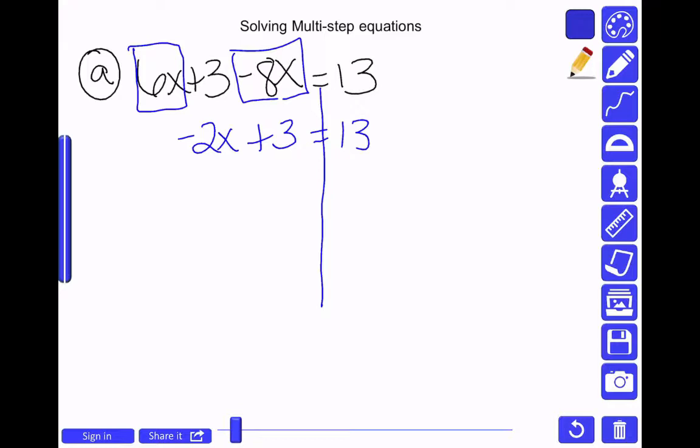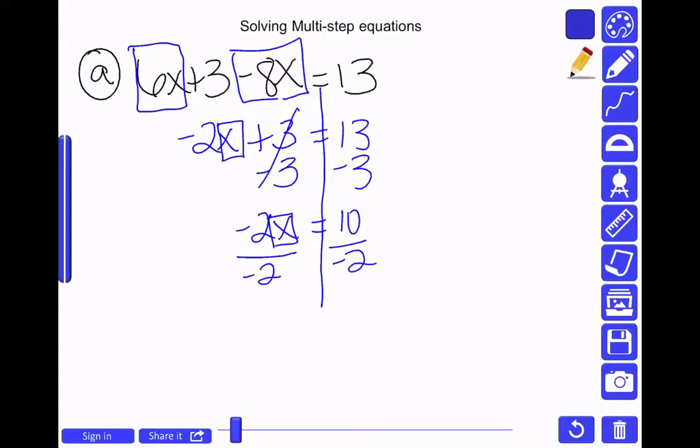Now I need to isolate my variable. So I need to solve for x, so now this is a 2-step equation. I'm going to get rid of my constant by subtracting 3 on both sides. 3 minus 3 is 0. I now have negative 2x equals 10, because 13 minus 3 is 10. I still need to isolate my variable, so I'm going to divide by the coefficient, because negative 2x means negative 2 times x. Negative 2 divided by negative 2 is 1, so that is x equals negative 5.